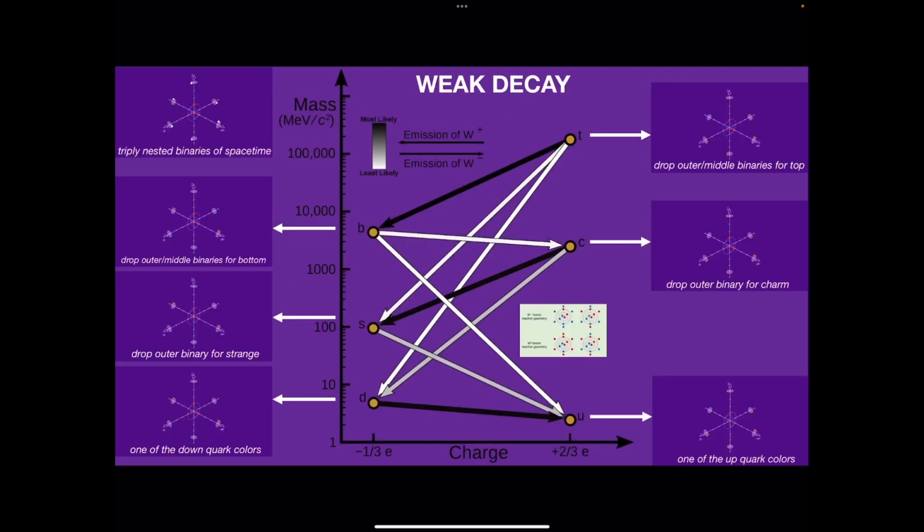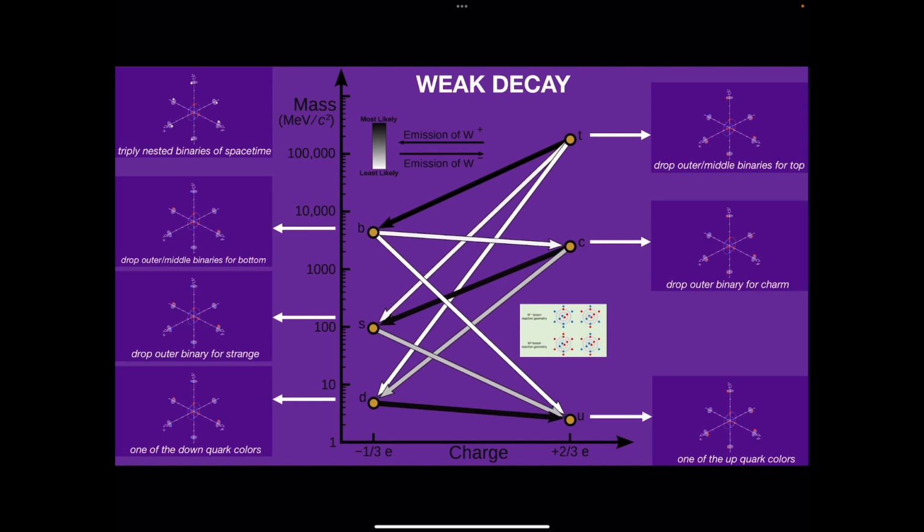All right, well, this is a busy chart. The central part of this diagram is the weak decay diagram from Wikipedia. What it's showing is that the quarks, labeled here T for top, C for charm, U for up, D for down, S for strange, B for bottom, can decay from one to another. So, for example, the top is most likely to decay to the bottom. That's shown by the black line.